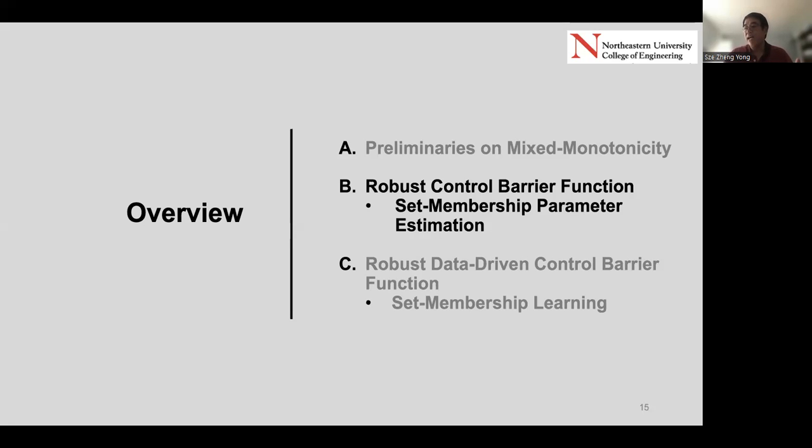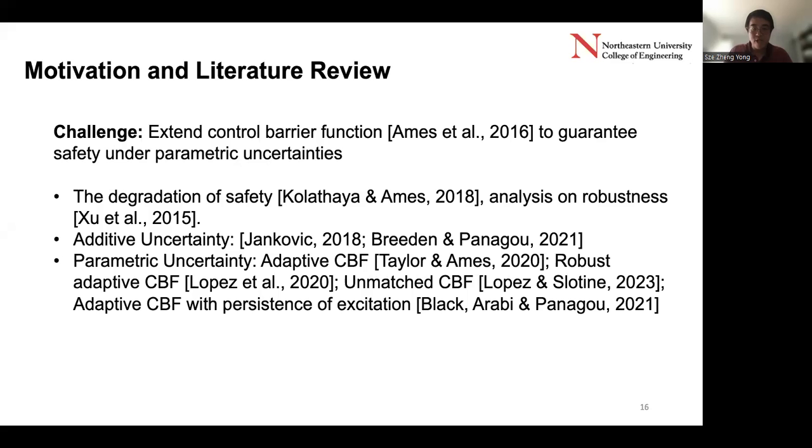Okay, so that was just the preliminary on mixed monotonicity and how that applies to interval observers. Now I will get into these robust control barrier functions that I wanted to talk about. And specifically for robust control barrier functions, we will be applying set membership parameter estimation.